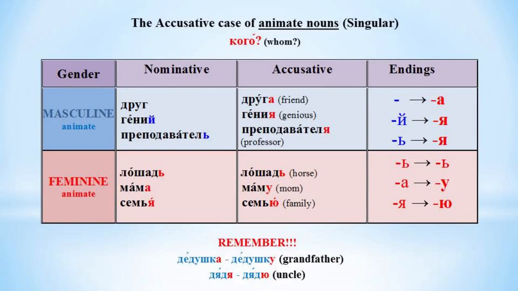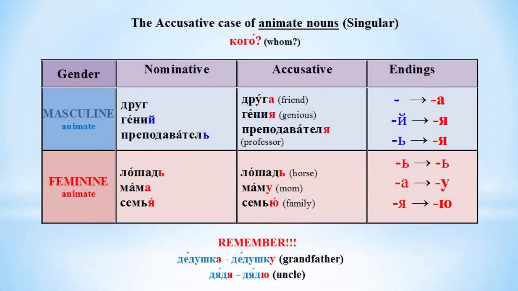And feminine animate nouns with letters а or я at the end will follow the same rule as we had before, as I explained previously. So letter а will be changed to letter у, like мама, маму. And letter я will be changed to letter ю, like семья and семью.